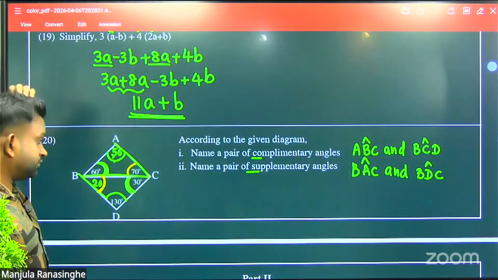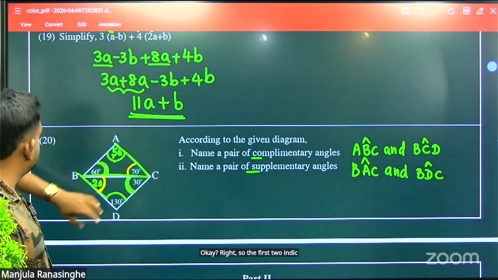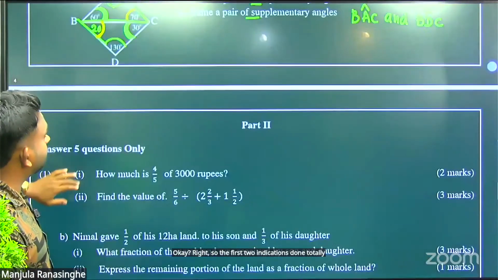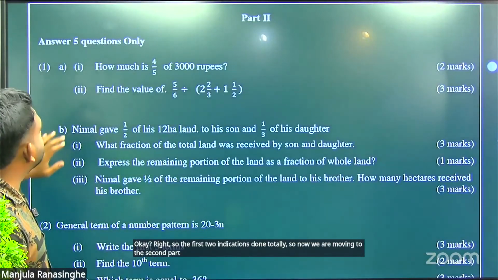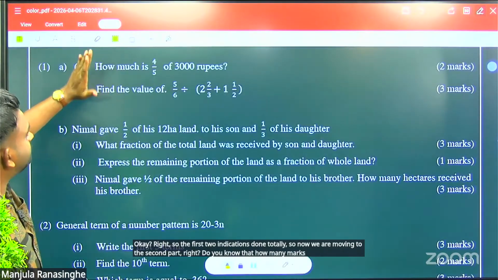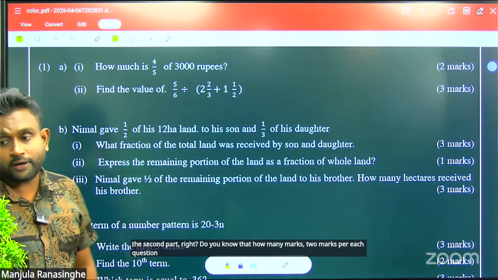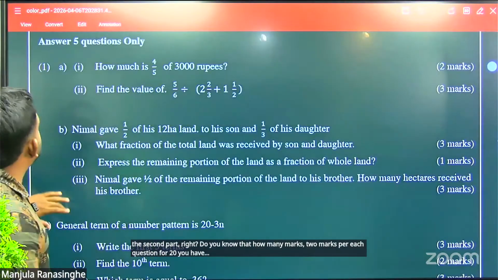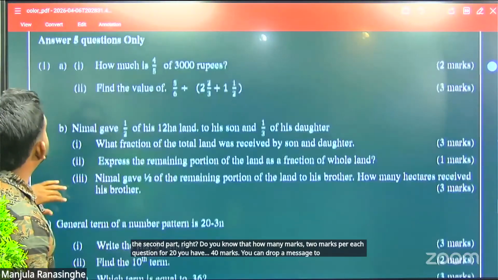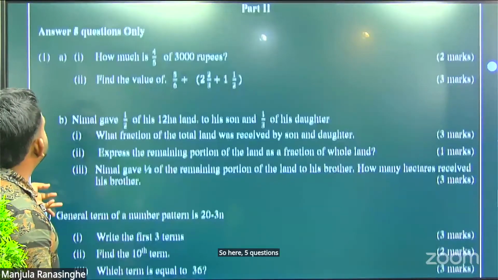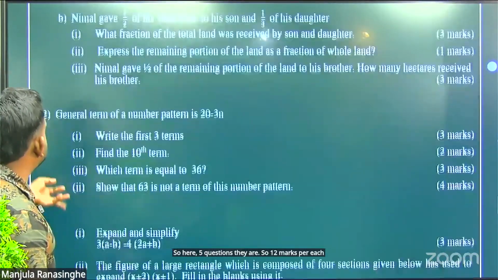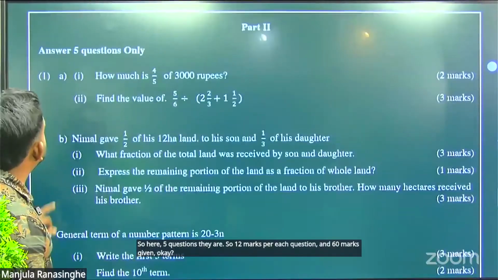Right. So the first 20 questions are done totally. Now we are moving to the second part. You know how many marks? 2 marks per each question. For 20 you have 40 marks. You can drop a message to me. So here 5 questions there. So 12 marks per each question and 60 marks given.